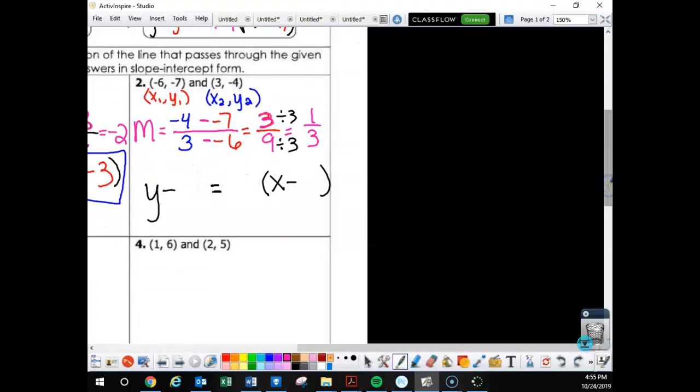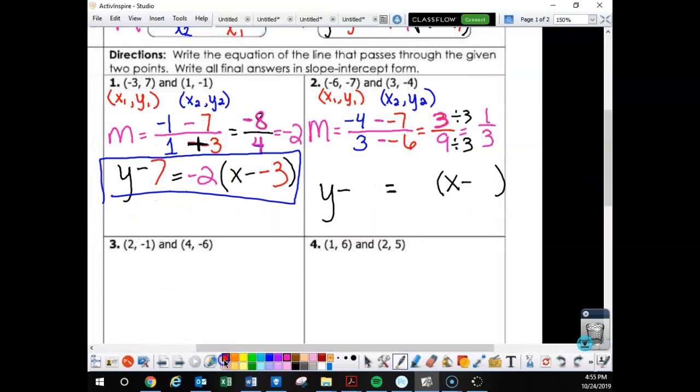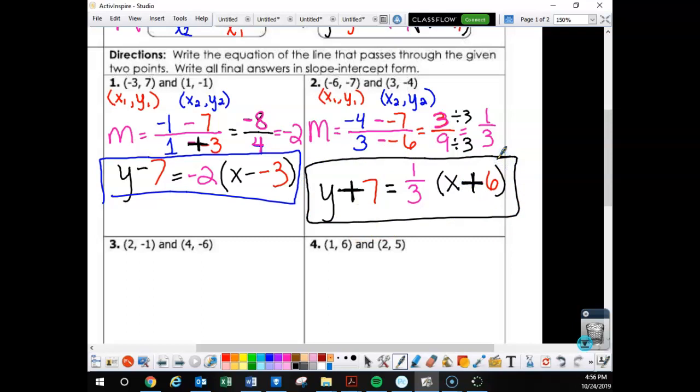Okay, so let's look at number 2. So I have y minus y1, which is negative 7, and then my slope, which is 1/3, and then x minus x1, which is negative 6. Now here I have negatives, right? So that means these two negatives become a positive, and then these two negatives become a positive. And this is my answer. Okay, so try problems 3 and 4.